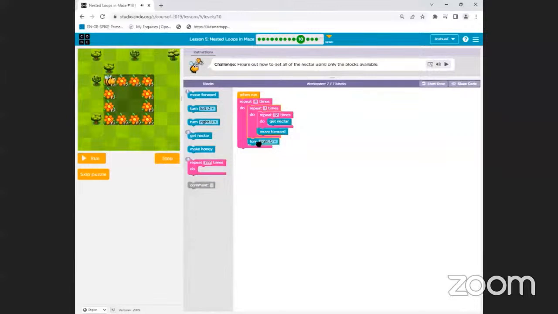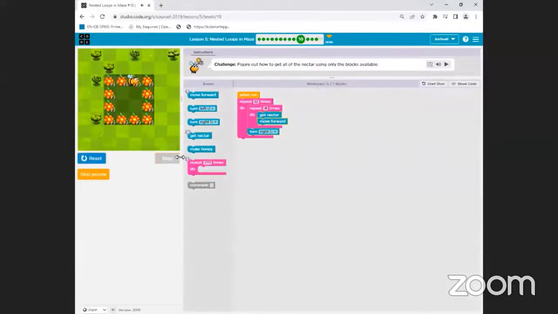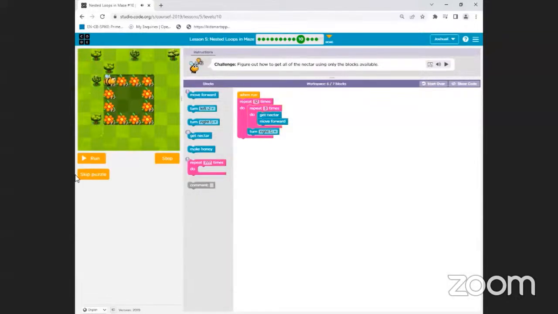And that hasn't worked, so I'll have to remove the extra one. Oh, but I think it's supposed to do get nectar, then move forward. So if I can't just repeat that 12 times, I'll have to do 4 and maybe this 12 times instead. Then I can move forward, then turn right. Let's see where that ends up. And then we change that to 3.